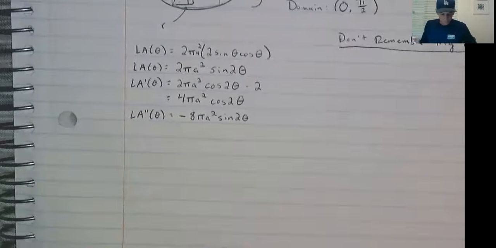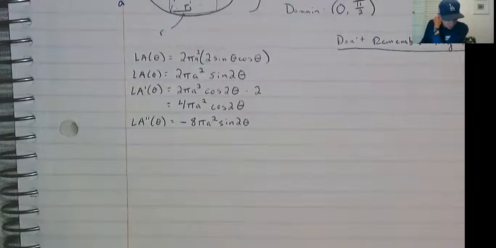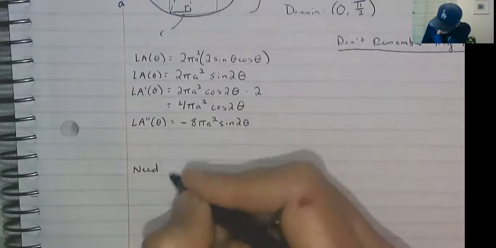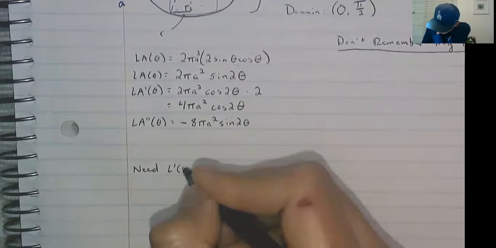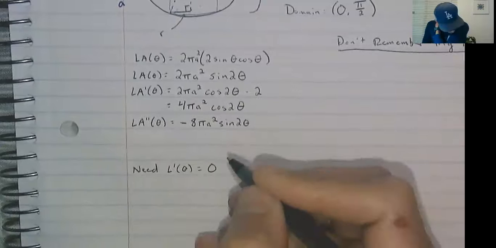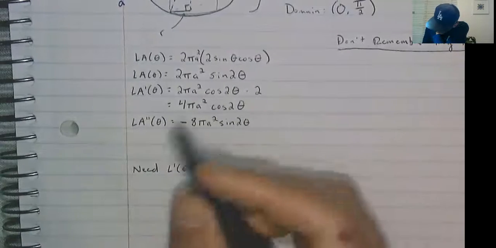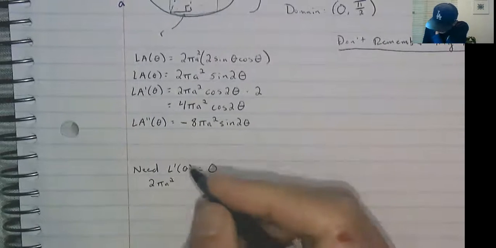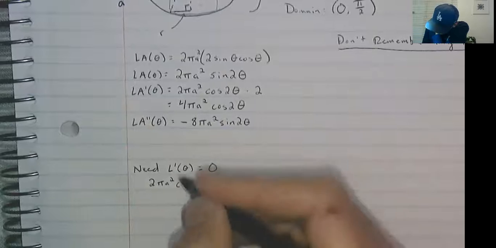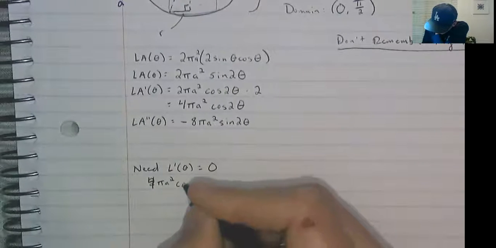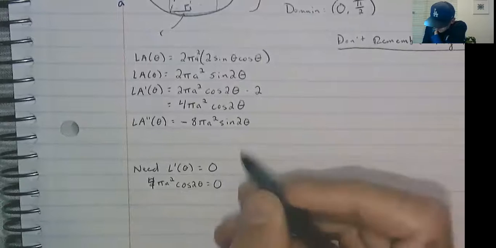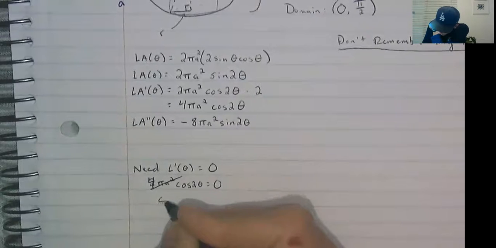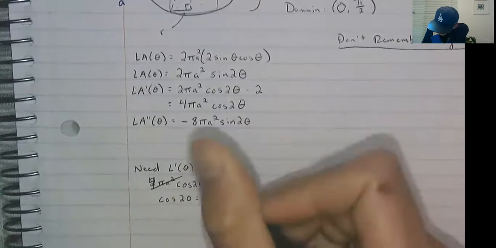We're progressing. So I'm going to skip a couple lines here. We need the first derivative equal to 0. In other words, we need 4 pi a squared times the cosine of 2 theta equals 0. All this stuff is just constants. We don't care about that. We need the cosine of 2 theta equals 0.